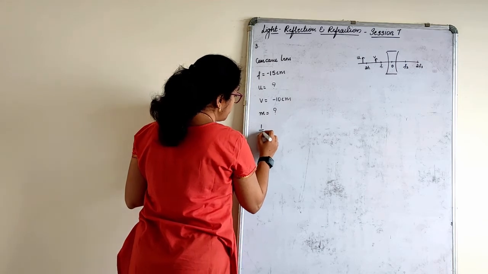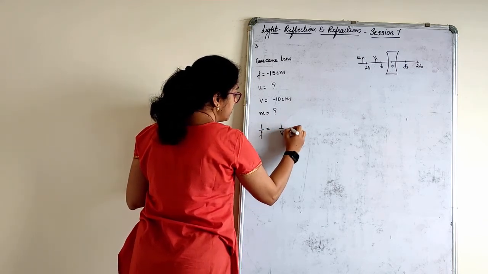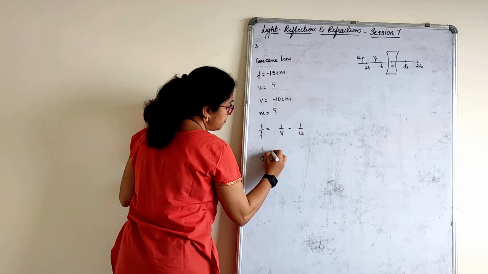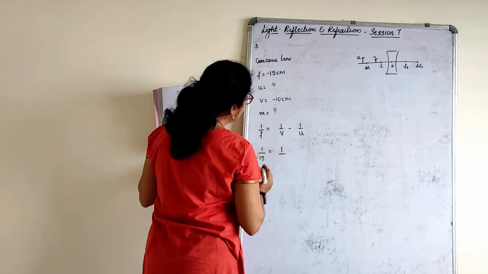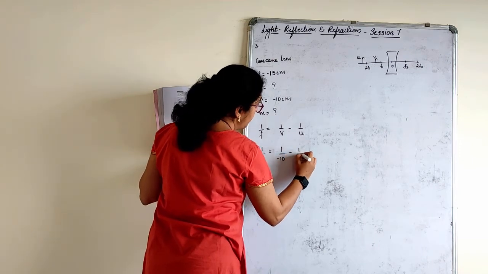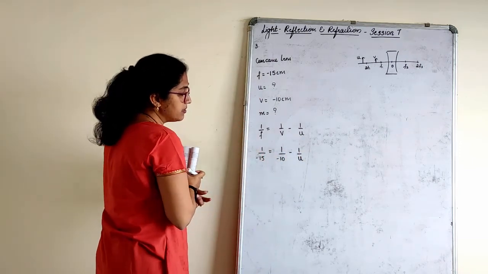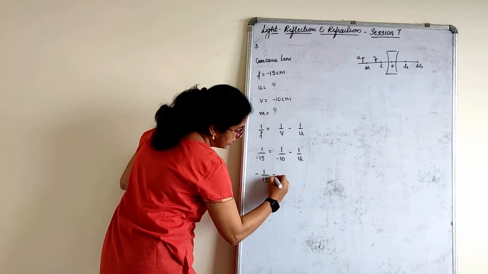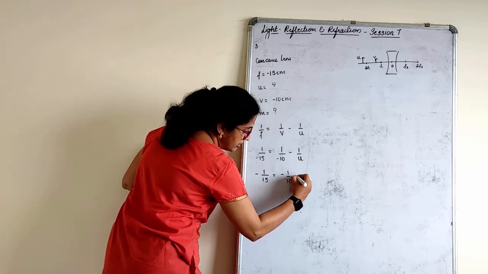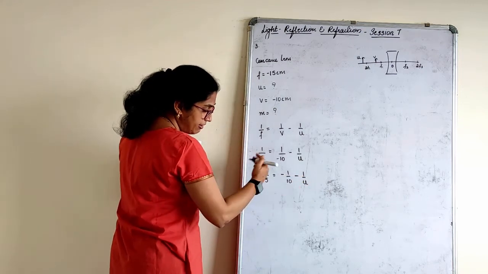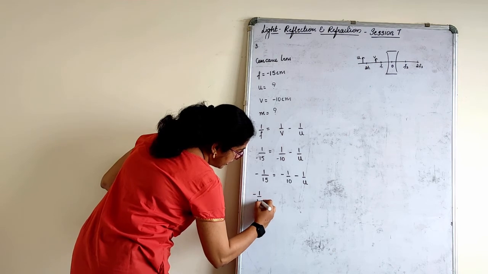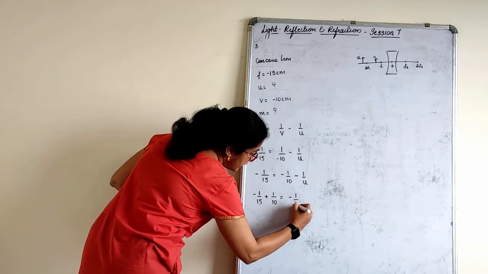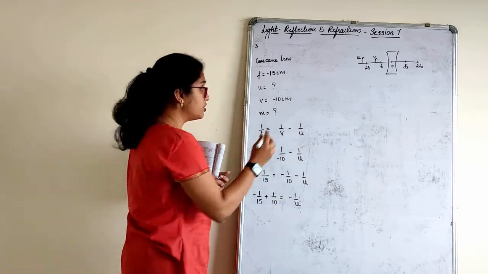Substitute now. Lens formula: 1 by f is equal to 1 by v minus 1 by u. So 1 by f is 1 by minus 15, is equal to 1 by v, v is minus 10, minus 1 by u. U is to be as it is. So we will rewrite this as minus 1 by 15 is equal to minus 1 by 10 minus 1 by u, right? We will shift this side now. Minus 1 by 15 plus 1 by 10 is equal to minus 1 by u. Keep that minus as it is. Later we can shift it.